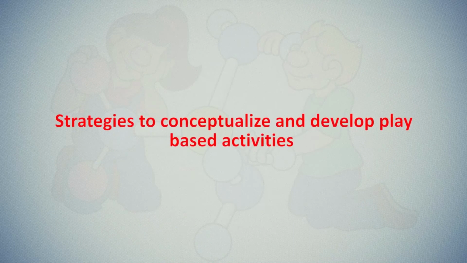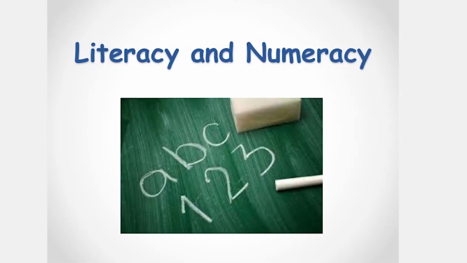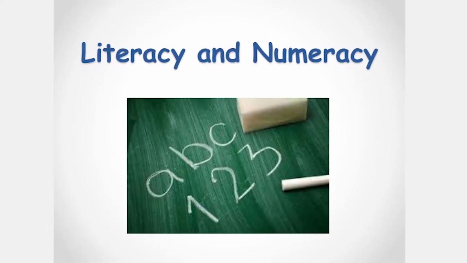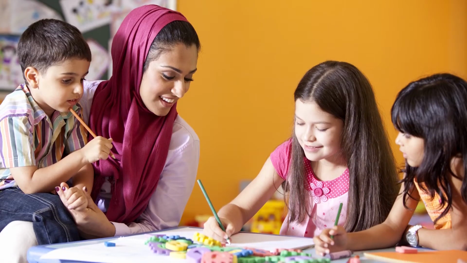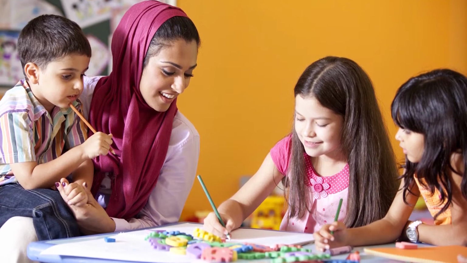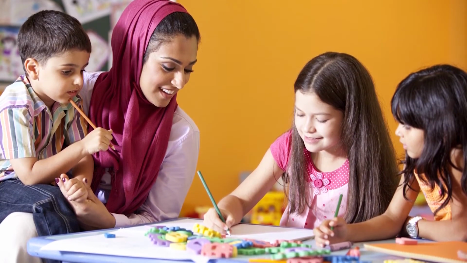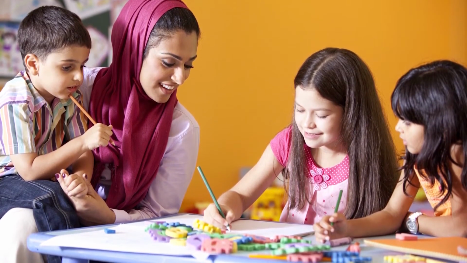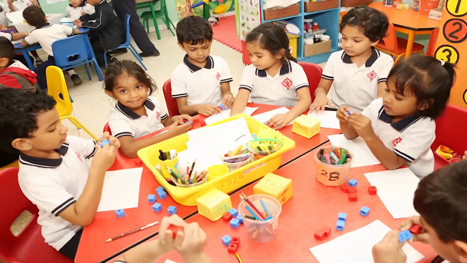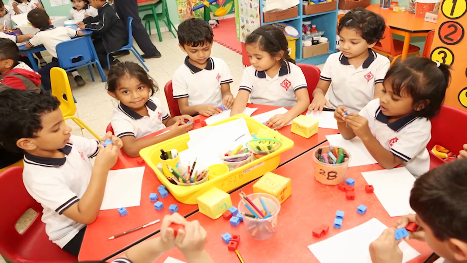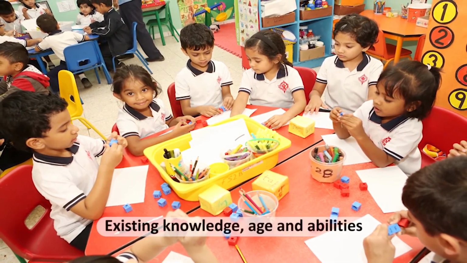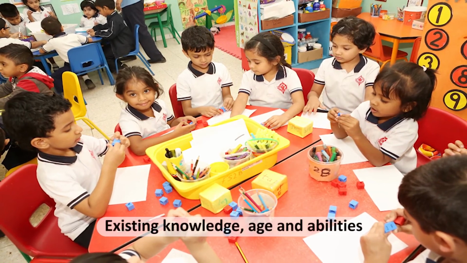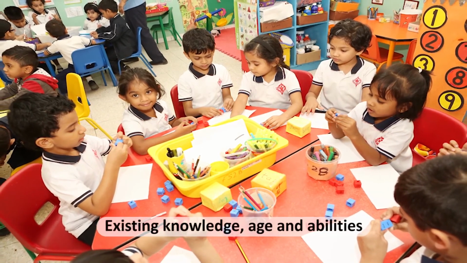Strategies to conceptualize and develop play-based activities. The components of numeracy and literacy are the best indicators to activity development. An educator will need to understand what has to be delivered before the planning and development process begins. The next step would be to understand the best medium and method to deliver the same while considering the existing knowledge, age, and abilities of the learning group.